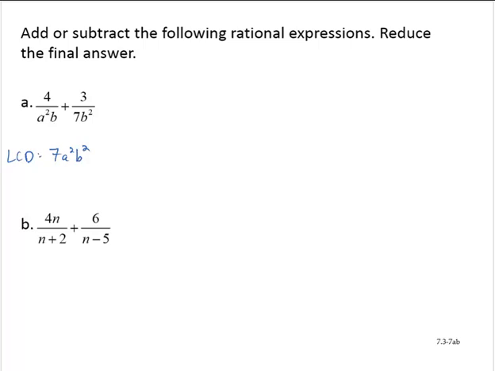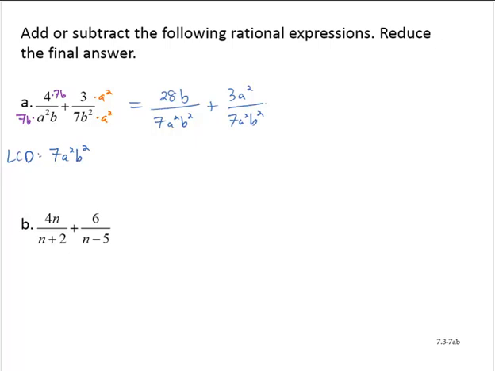So I'll need to multiply the first fraction by a factor of 7 and b in both the numerator and denominator. I will need to multiply the second fraction by a squared in both the numerator and denominator. So this would give us 28b over the common denominator, 7a squared b squared, plus 3a squared over 7a squared b squared.